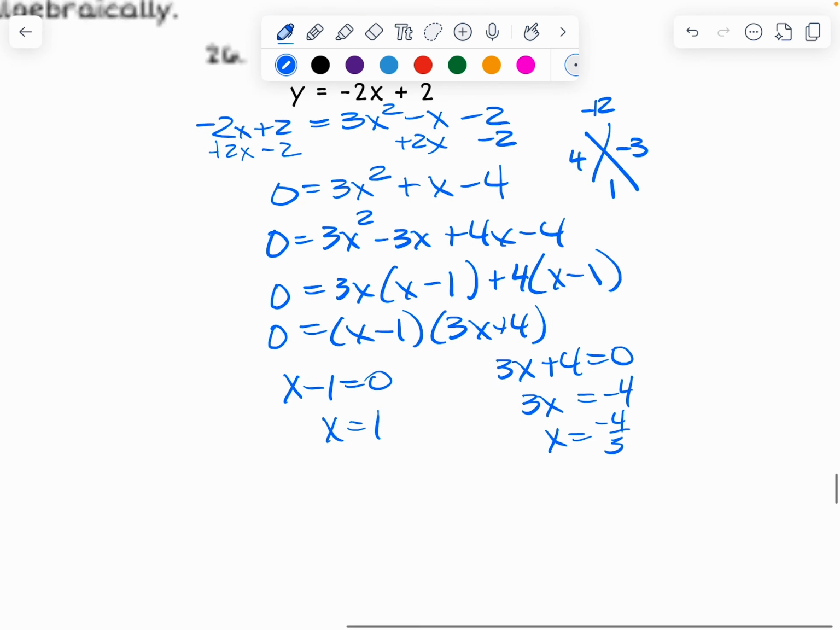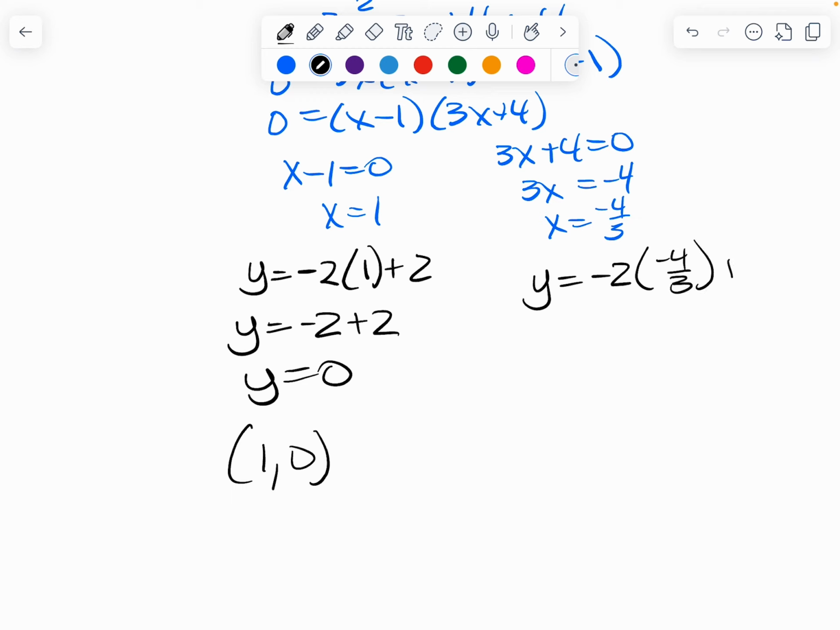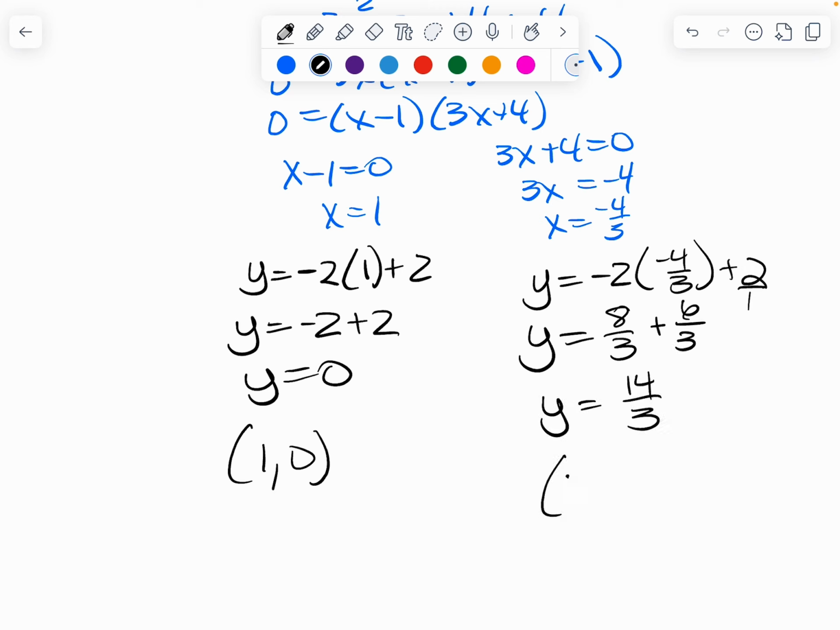So we have that one, but now we have to plug it in. So y equals negative 2 times 1 plus 2. So y equals negative 2 plus 2. That gets me 0, so the point 1, 0. Then this one, I take y, negative 2 times negative 4 thirds plus 2. Y equals 8 thirds, and we need that to have a 3 in the denominator, so we're gonna do 6 thirds. So this gets me 14 thirds. So negative 4 thirds and 14 thirds.